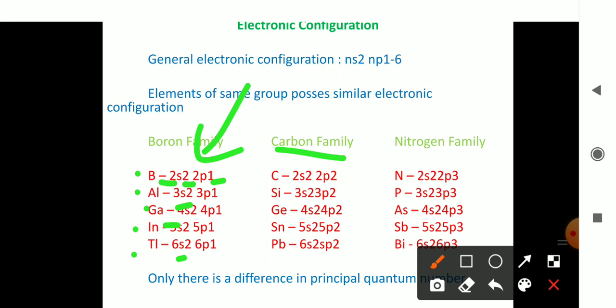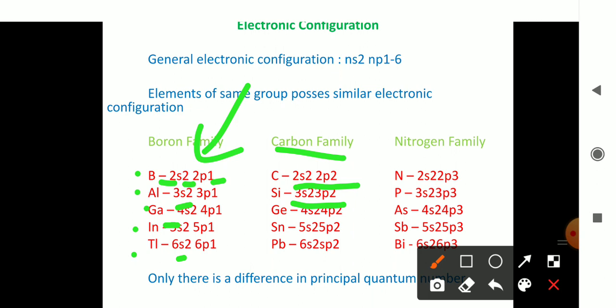Then next, carbon family also I have taken. The elements of the carbon family are carbon, silicon, germanium, tin, and lead. Here the electronic configuration of carbon is 2s2 2p2. If you look at the successive electronic configurations, they are also the same. So here the general electronic configuration is ns2 np2, but the n value varies accordingly. Can you understand, students? Look at the electronic configuration: 2s2 2p2, 3s2 3p2, 4s2 4p2, 5s2 5p2, 6s2 6p2. So these elements of the same group possess similar outer electronic configuration. Only there is a change in the value of n. What is n? n is the principal quantum number.